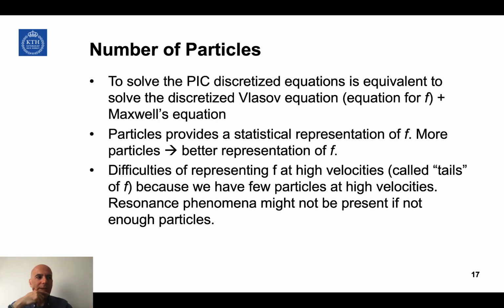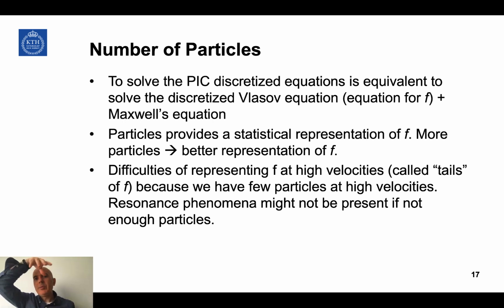So why is it important to have many particles? Well, it becomes very important especially when we want to represent the distribution function on the tail. That means very high velocity, where we have few particles, right? We might have tails that are involved in resonance phenomena like Landau damping. If we don't have enough particles, we might not have particles represented at high velocity. So it's important to have enough particles on the tail.